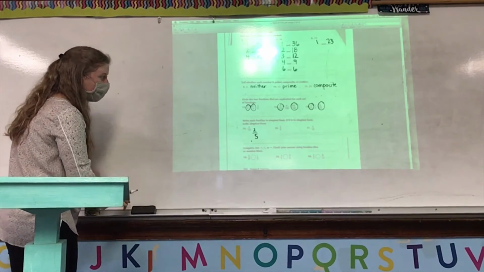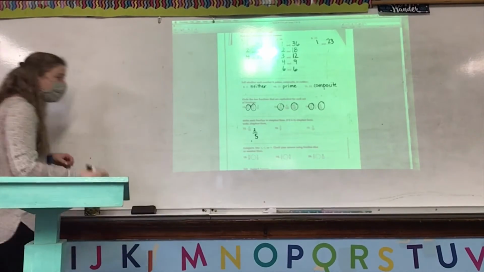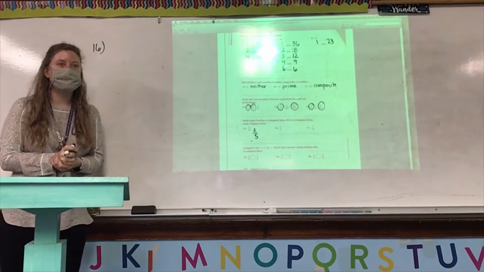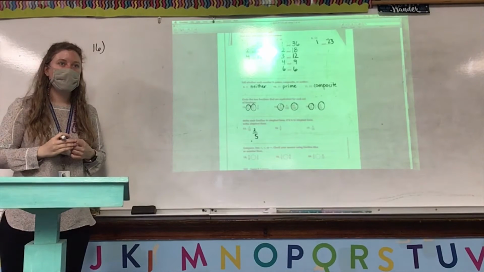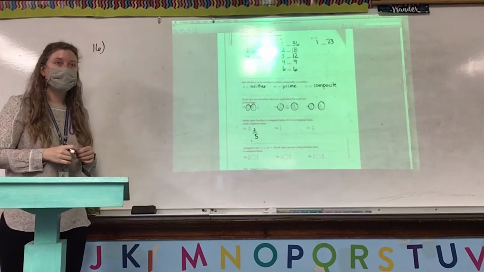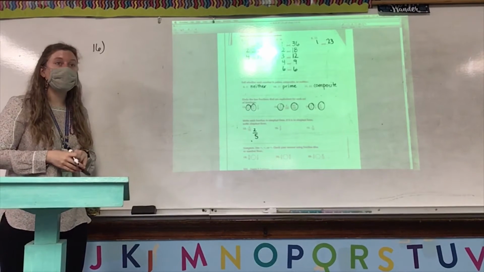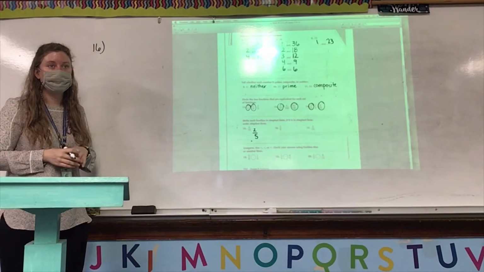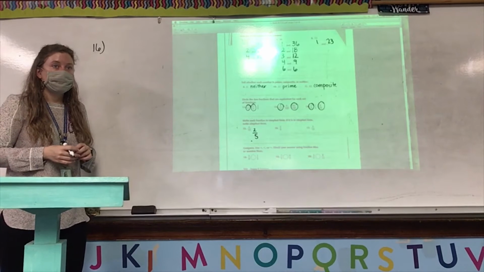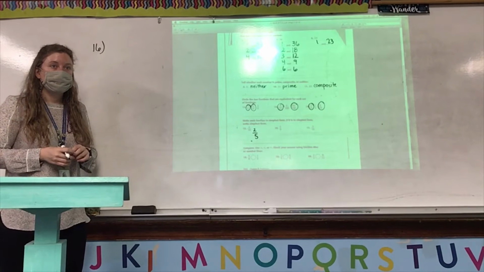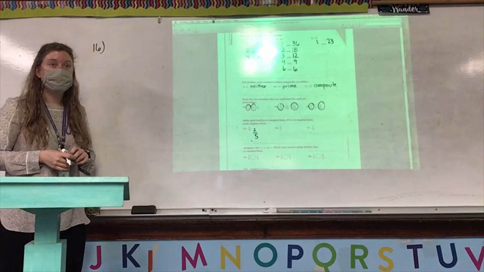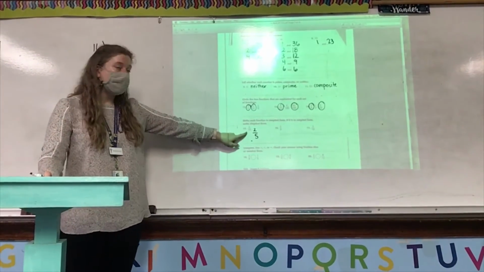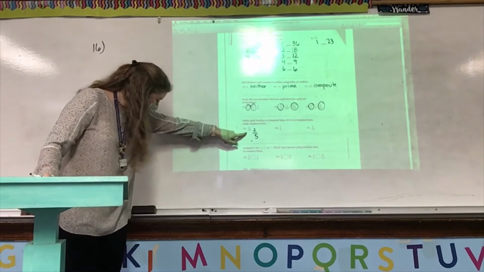Number 16, we have 3/9. Aaron, you're going to help me out. What do we use? Greatest common factor or least common multiple? Can you say that again? Number 16, what do we use to simplify? Greatest common factor or least common multiple? Follow the patterns, please. Cullen? Greatest common factor.